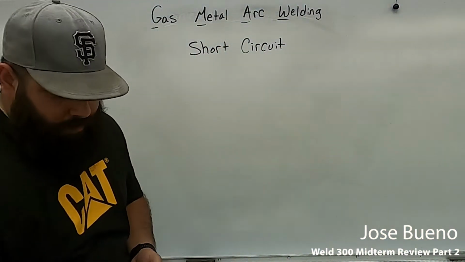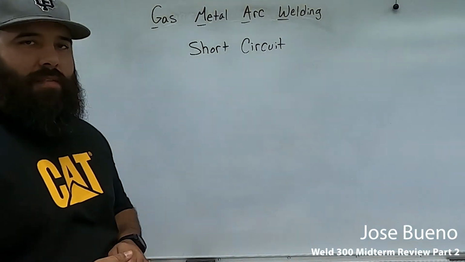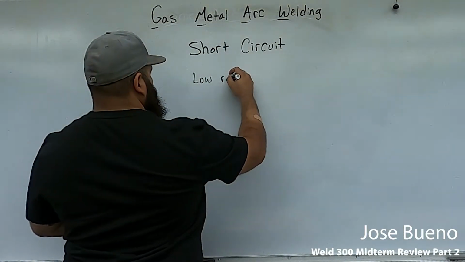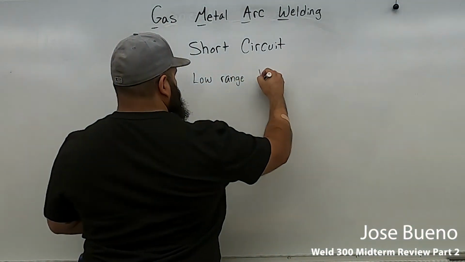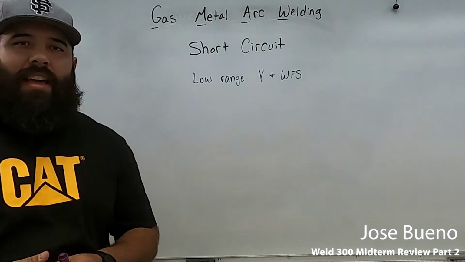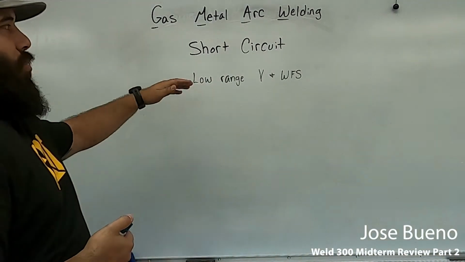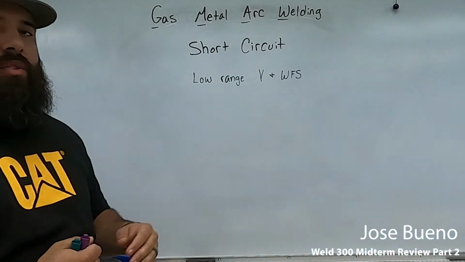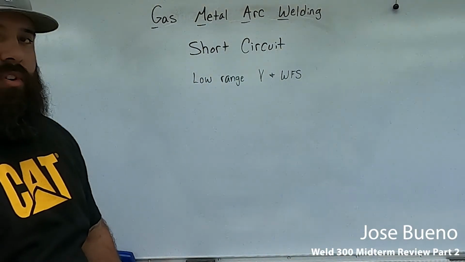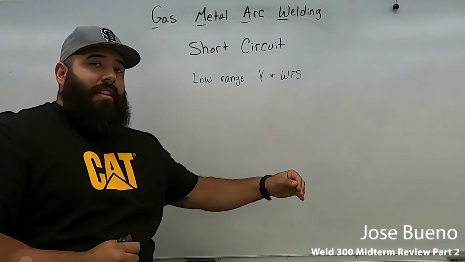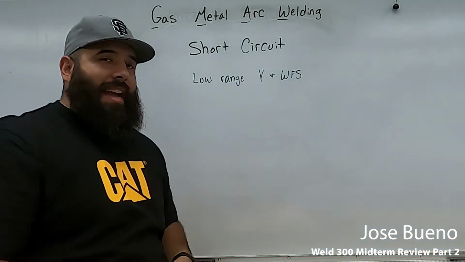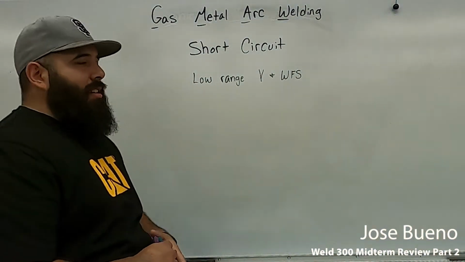Short circuit mode utilizes a lower range of voltage and wire feed speed. What this means is that when we're using short circuit, we're not getting as much penetration as we could using the other modes of transfer. Not to say that you're not getting any penetration at all, you're just not getting as much as might be ideal for the work that you're doing.